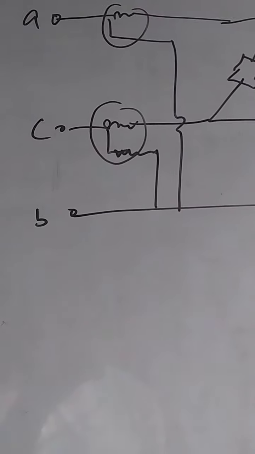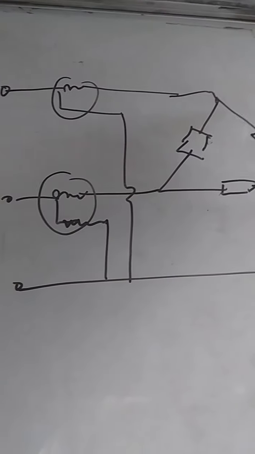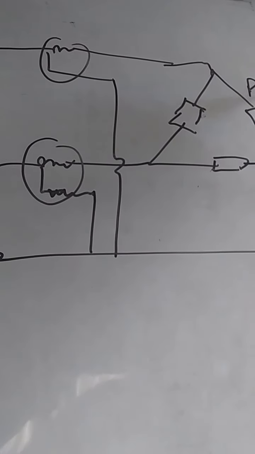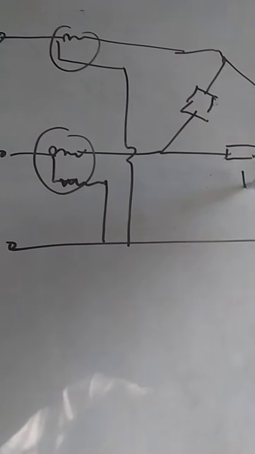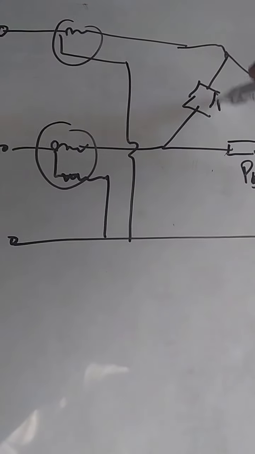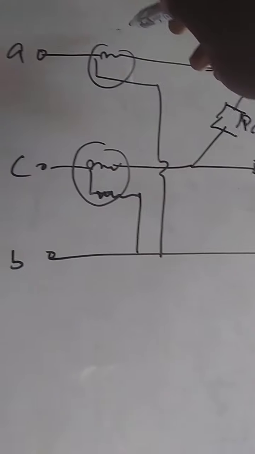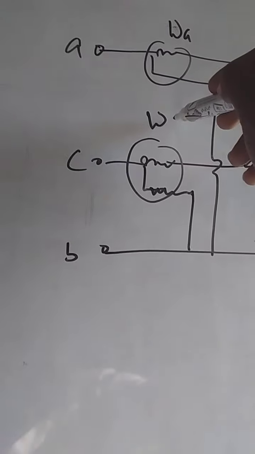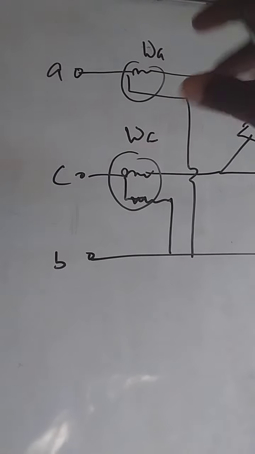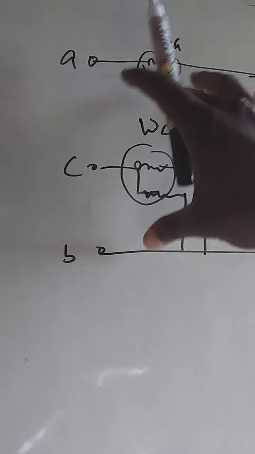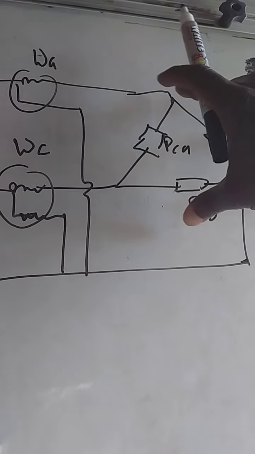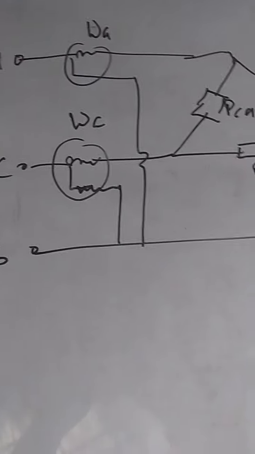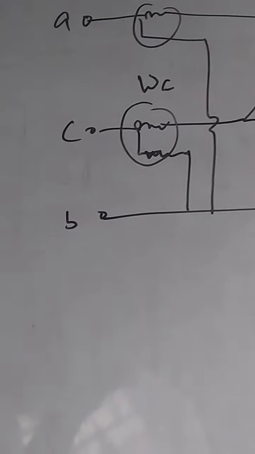So to prove Blondel's theorem, we want to determine if the total power in these phases PAB, PBC, and PCA added together is equal to the total power measured by these wattmeters on lines A and C. If the two wattmeter readings on A and C equal the total power consumed by this load, PAB, PBC, and PCA, then Blondel's theorem is proved. And how do we do that?